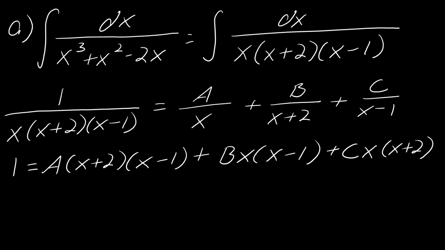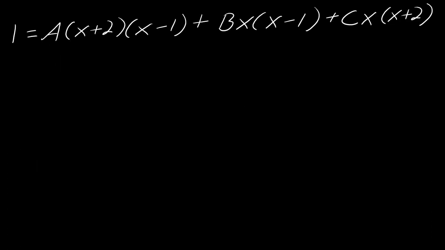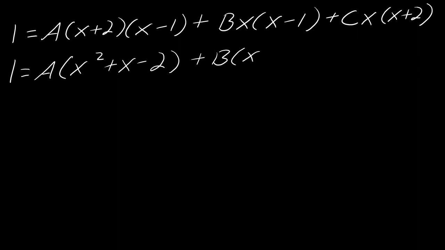Okay, so from here, let's clear some space. I'm going to leave the A, B, and C on the outside, but I want to multiply all the x factors together. So this will be A times (x squared plus x minus 2). This will be plus B times (x squared minus x). And then this will be C times (x squared plus 2x).